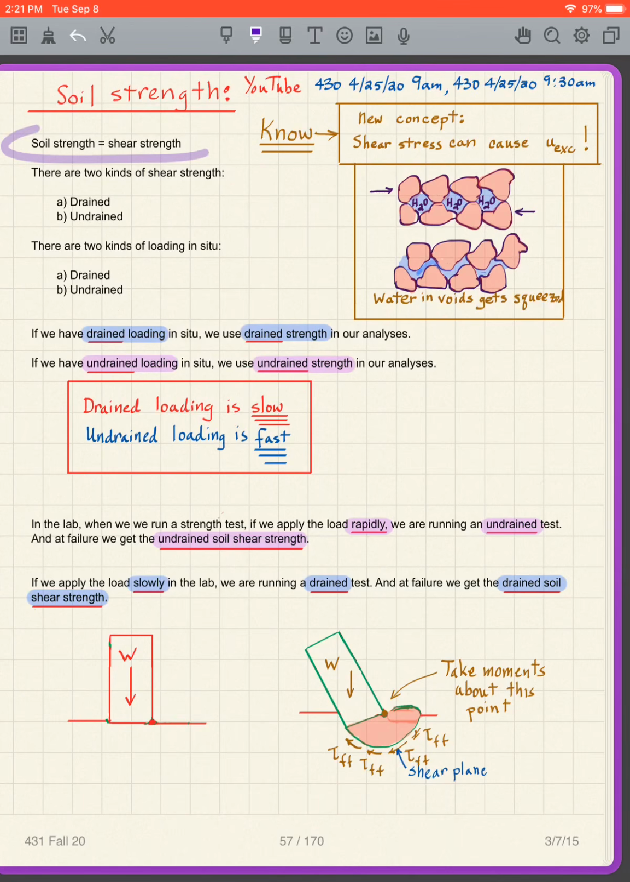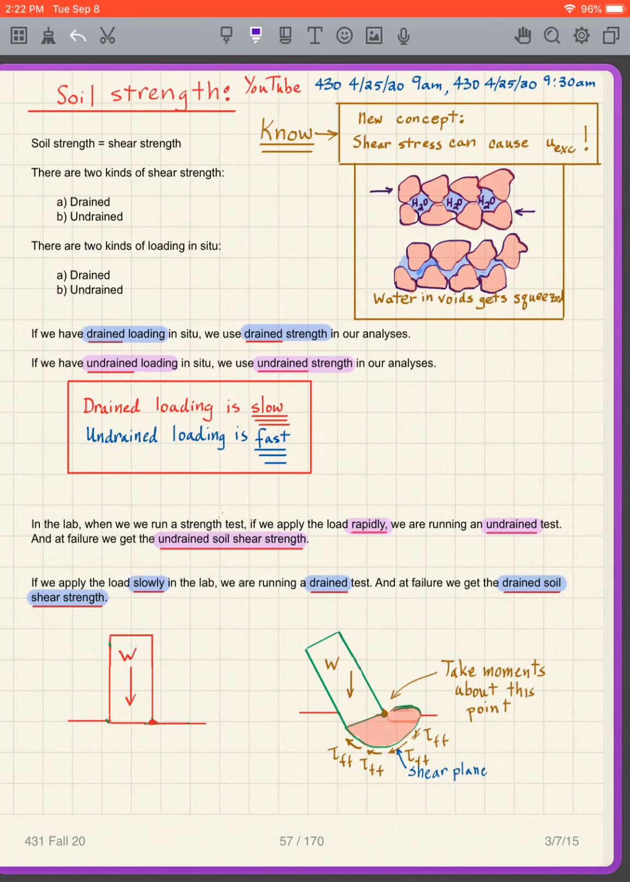Like I say, soil strength is shear strength, and there are two kinds of shear strength. There's drained strength and there's undrained strength. And there are two kinds of loading in situ that we do. There's drained loading and there's undrained loading. In a nutshell, if we have drained loading in situ, in other words, in the field, and I will define these terms and what we mean by them, then we use drained strength in our analyses. If we have undrained loading in situ, we use undrained strength in our analyses.